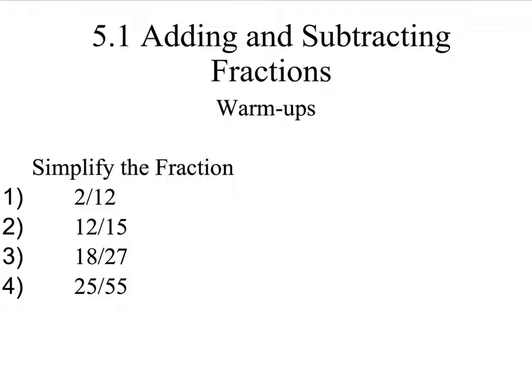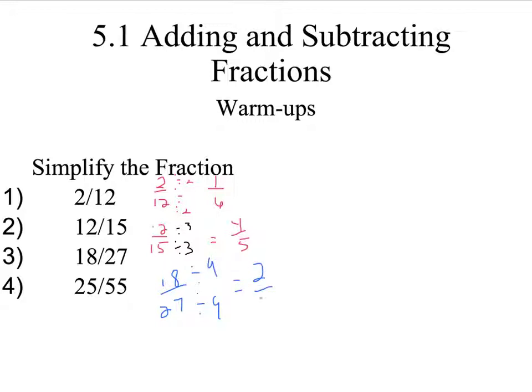Alright, so when I look at 2/12, I can divide each of them by 2. And when I do so, I get 1/6. 12/15. I look at 12/15, again as a fraction. What goes into both 12 and 15? The number 3, which is 4/5, going to be your simplest form. 18/27, you don't scare me. 18/27, when I look at that, I can divide each of these by what? 9, and I get 2/3.